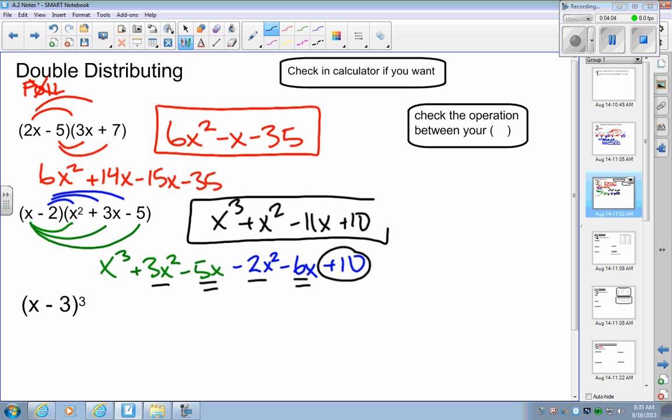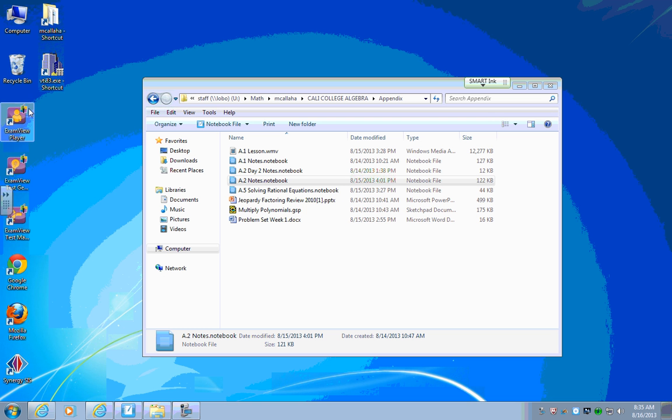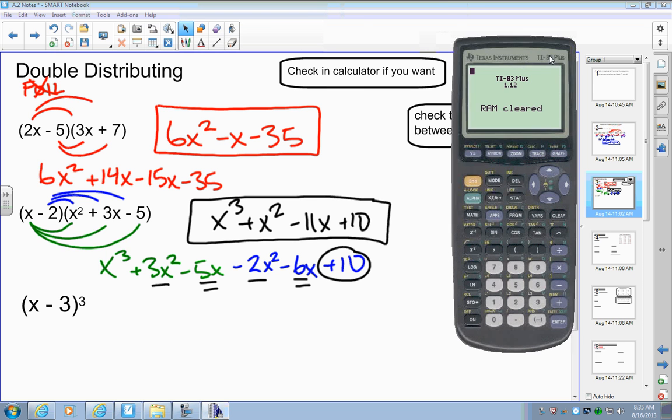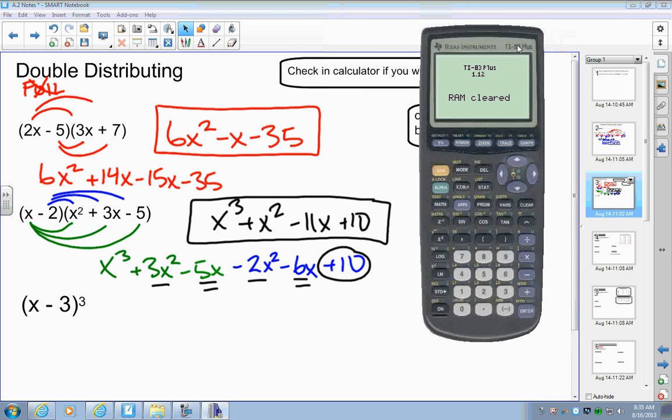Now, if you guys want to check and make sure these things are correct, one thing you can do is use your calculator. So double distributing is just basically the opposite of factoring. So if you want to make sure you double distributed correctly, you can go to your calculator here, go to the y equals, and plug in the factored form, which is where we started the double distributing.